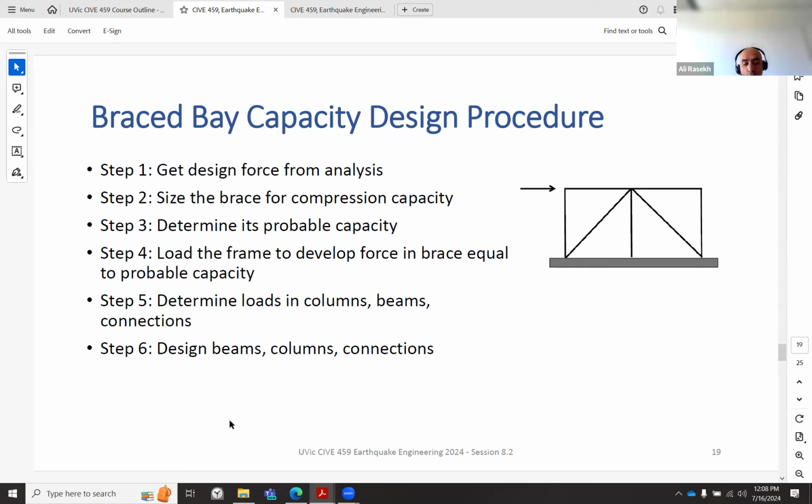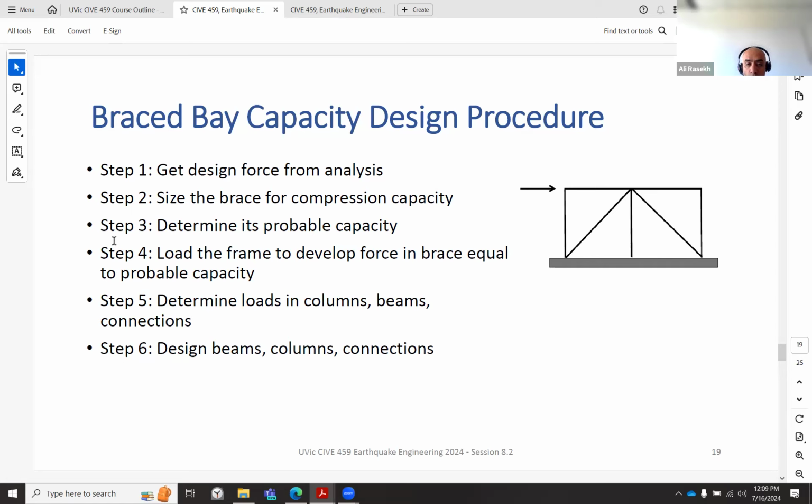When you are sizing the brace for compression capacity, you just use your standard solution of designing a member for compression. Even the manual of steel construction can give you, based on the member shape, say HSS, and the length, the capacity, and then you can compare with the demand and pick a proper member. Now the earthquake design maybe starts from step number 3. Now you should assess the probable capacity.